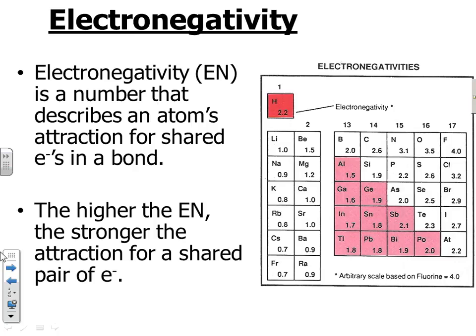So what is electronegativity? Well, it's a number that's mathematically created by scientists. You do not need to worry about where the number comes from, but it's a number that represents the atom's attraction for the shared electrons in a bond, all right? The higher the electronegativity, the stronger the attraction for the electrons.